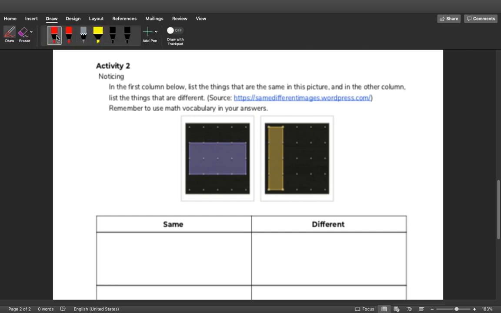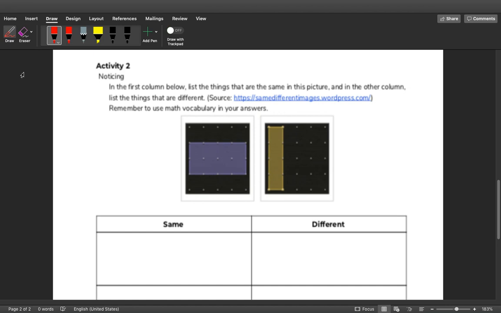I just wanted to come on here and explain a few things about activity 2 and help you out with that. This activity is called noticing, and the directions say, in the first column below, list the things that are the same in this picture. And in the other column, list the things that are different. Remember to use math vocabulary in your answers.